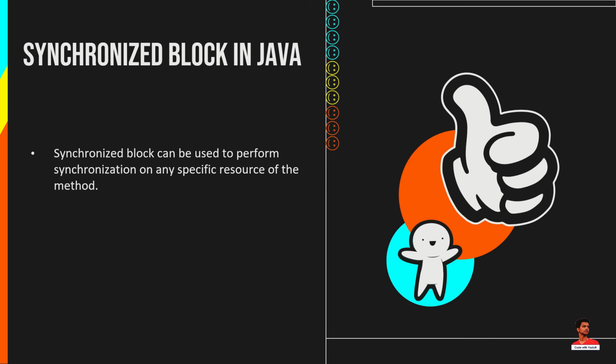Synchronized block can be used to perform synchronization on any specific resource of the method. Suppose we have 30 lines of code in our method, but we want to synchronize only 7 lines. In such cases, we can use synchronized block.